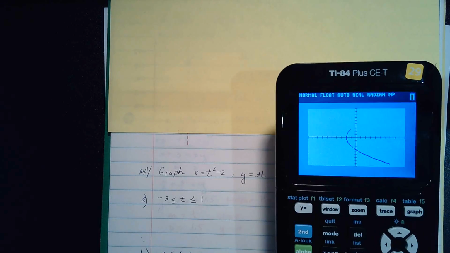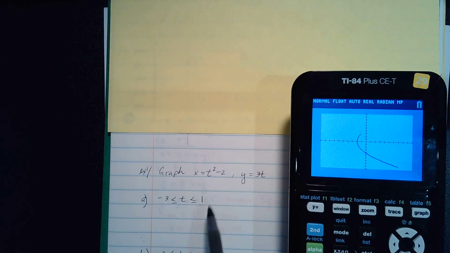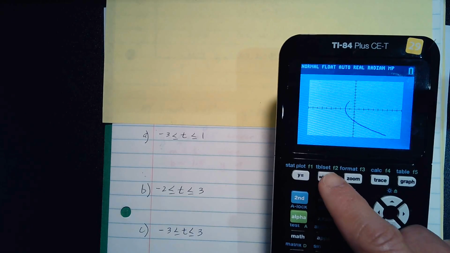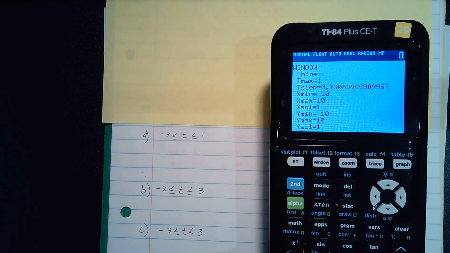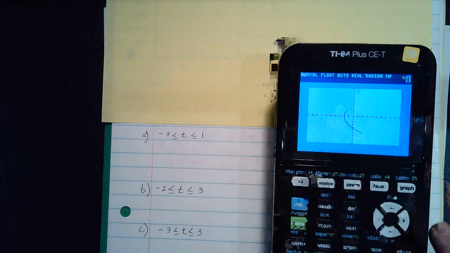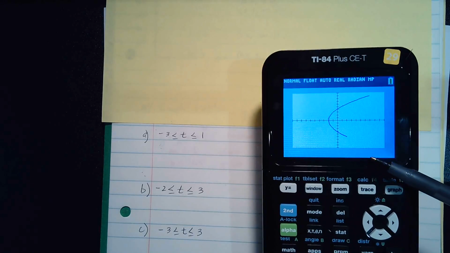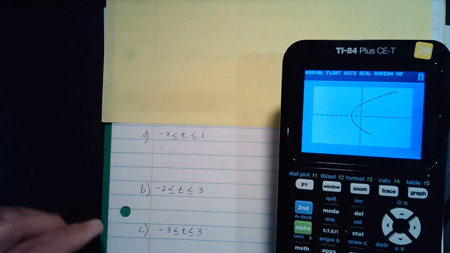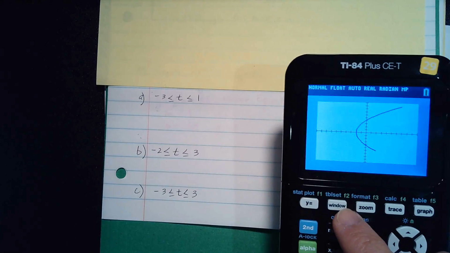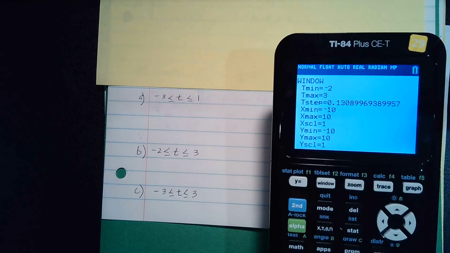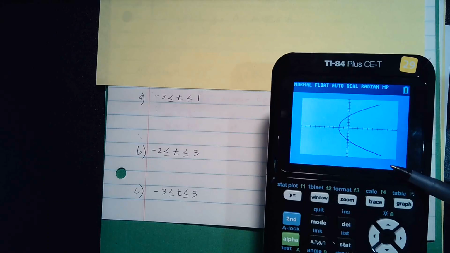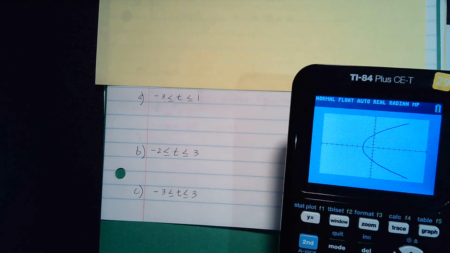Okay? To do part B, we're still using the same parametric equation, but you just got to change the window. So the window is now -2 minimum, maximum is 3, and we're going to graph, and that's your parametric equation for part B. That's the graph. And part C, again, you're changing the window. So now you're going to go from -3 to 3, which is already on the calculator. So that is your parametric equation from -3 to 3.